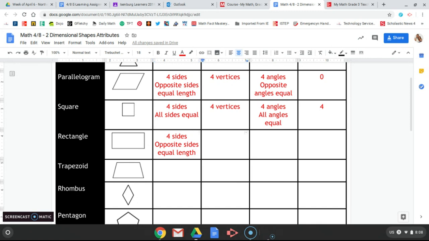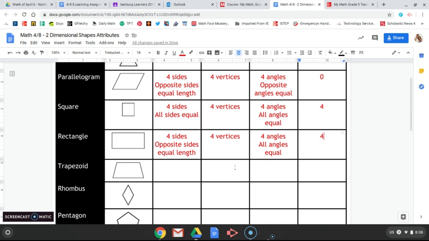There are still 4 vertices. There are still 4 angles. And just like with the square, those angles are all equal. So all angles are equal. And each of those angles is a right angle. So there are 4 right angles.